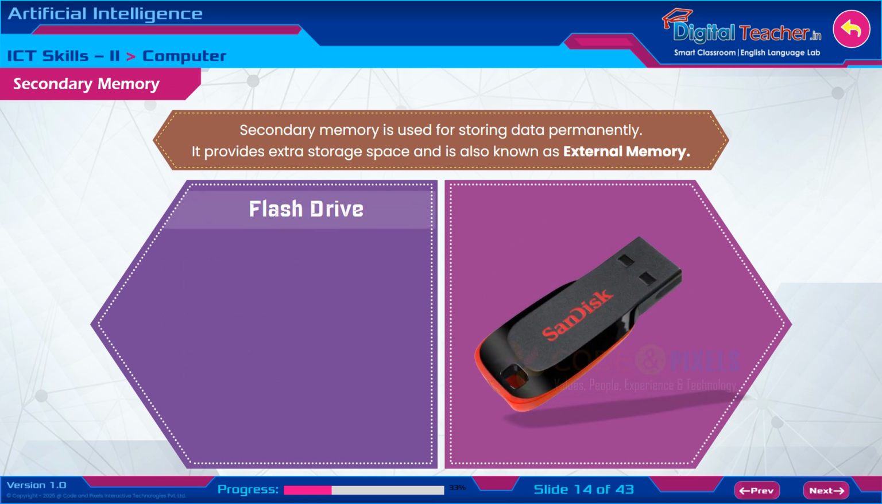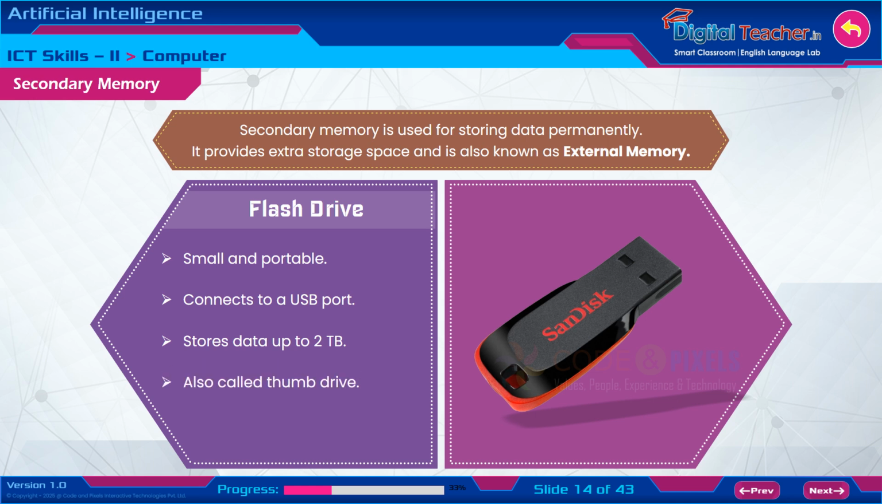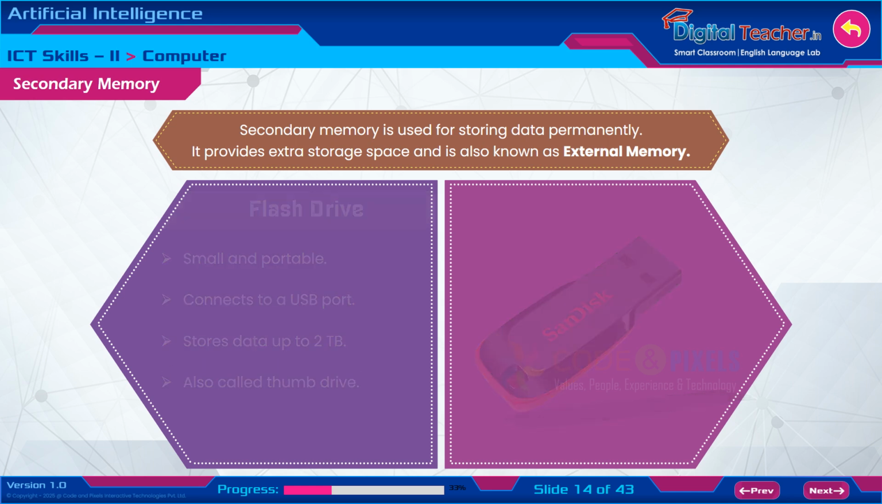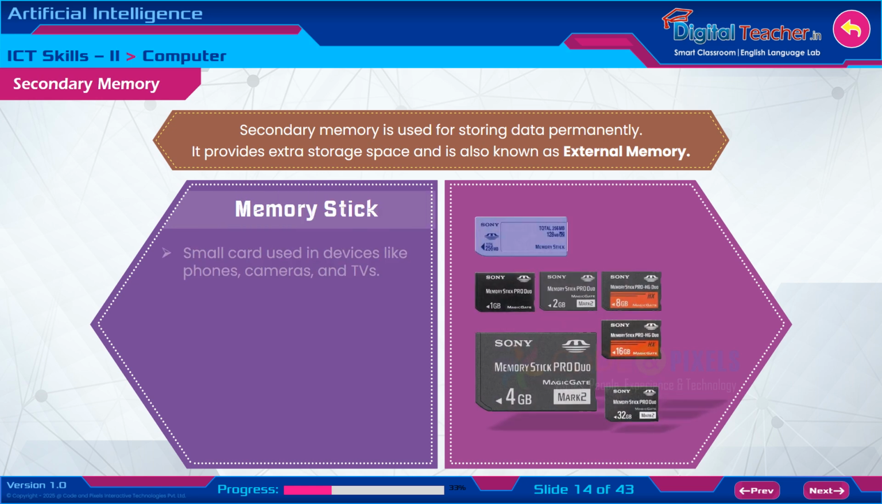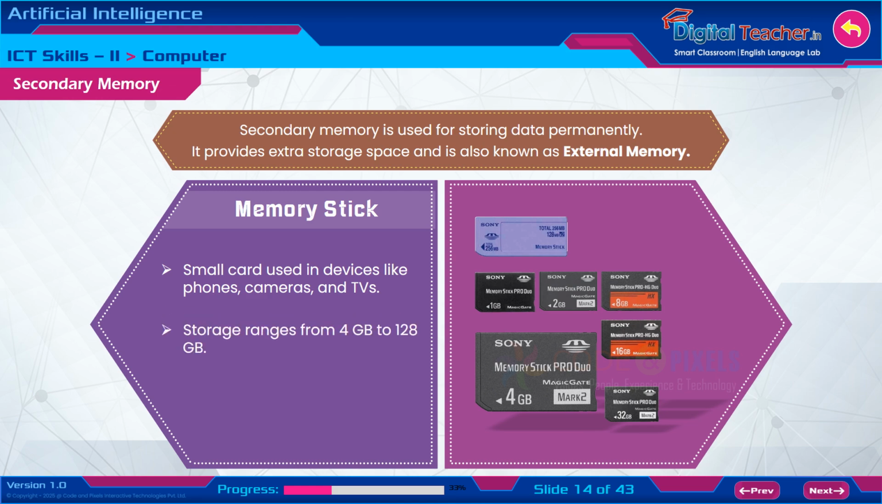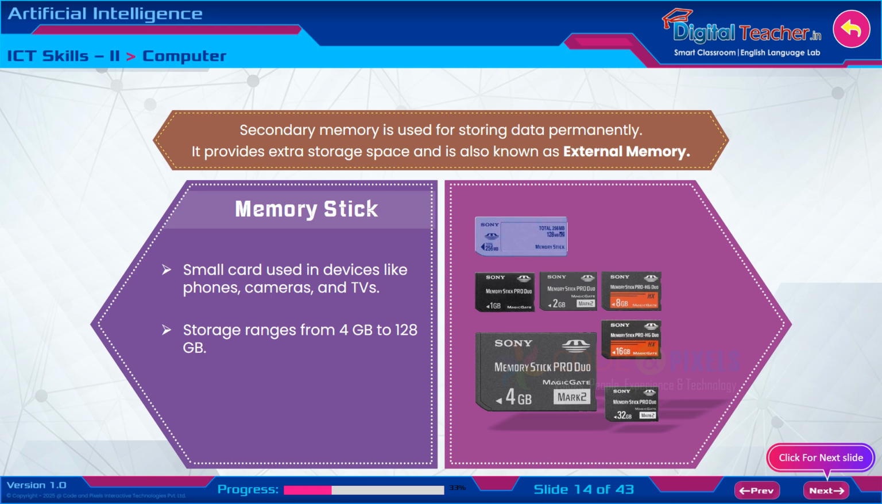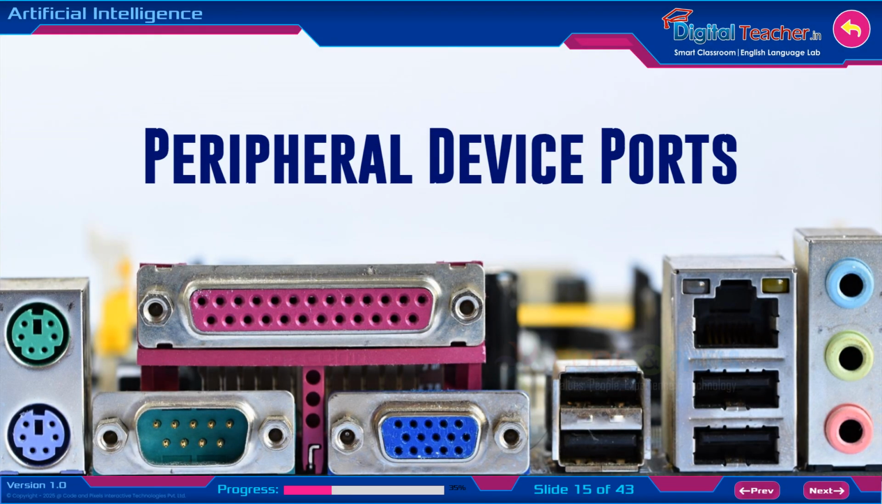Flash drive. Small and portable. Connects to a USB port. Stores data up to 2 terabits. Also called thumb drive. Memory stick. A small card used in devices like phones, cameras, and TVs. Storage ranges from 4 gigabytes to 128 gigabytes. Peripheral device ports.